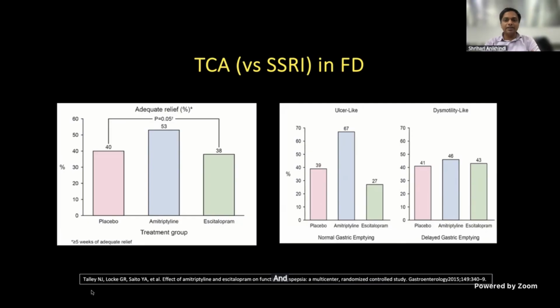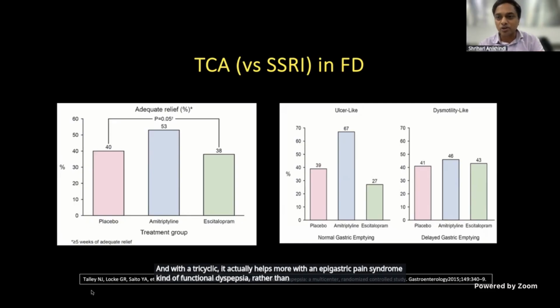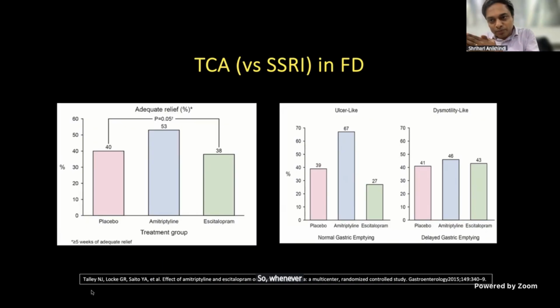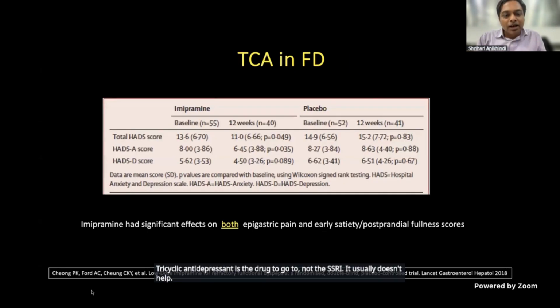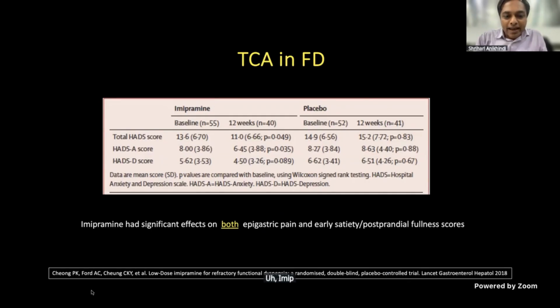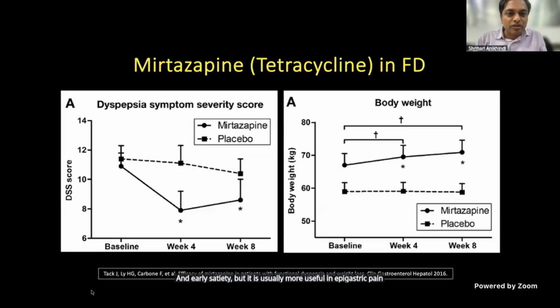And with a tricyclic, it actually helps more with an epigastric pain syndrome kind of functional dyspepsia rather than a dysmotility or a postprandial distress kind of functional dyspepsia. So whenever you have a dyspeptic patient with epigastric pain syndrome, tricyclic antidepressant is the drug to go to, not the SSRI. It usually doesn't help. Imipramine has shown a benefit in both the epigastric pain and early satiety, but it is usually more useful in epigastric pain syndrome kind of functional dyspepsia.